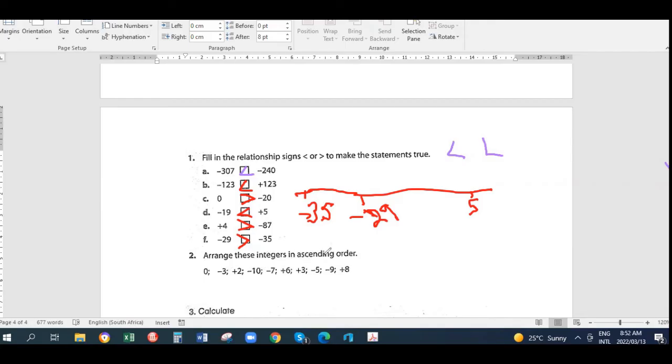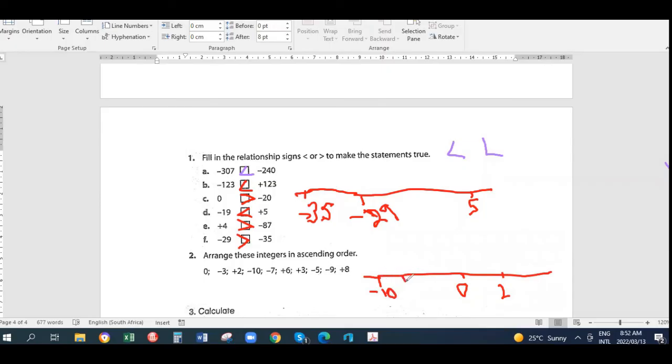Arrange these integers in ascending order. The idea is the same here. Think about this as a number line. Where will negative 3 be, and where will positive 2 be? If you draw a number line and assume we have a 0 here, then we have a positive 2 on this side. You get your order. And your negative 10 will be somewhere around here. It doesn't have to be precise. You need to have an idea as to where the numbers are. This is a rough number line.